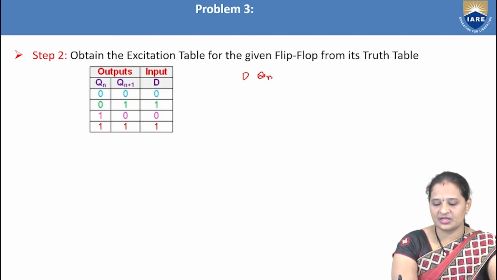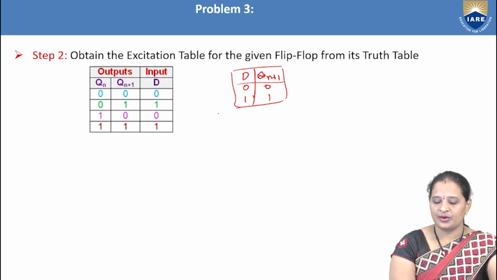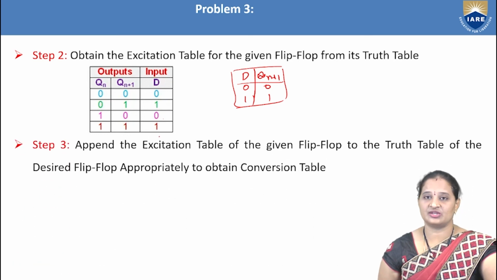How can we derive the excitation table? From the truth table itself. 0, 0, 1, 1. So that means the next state is 0 only when the input is 0, and the next state is 1 only when the input is 1. So here 0, 0 as present and next state, the data input is 0. And in this case, the next state is 1, the data input is 1. Next state is 0, data input is 0. Next state is 1, data input is 1. That is the excitation table.